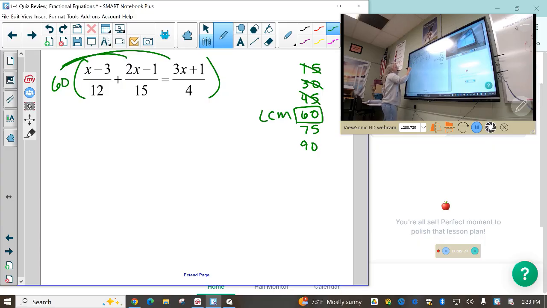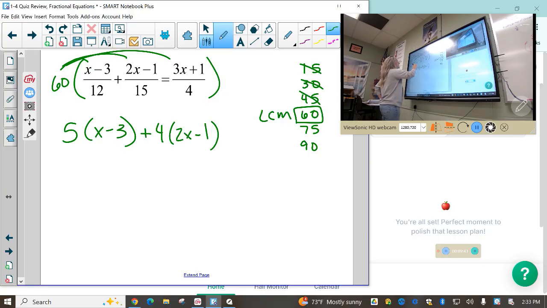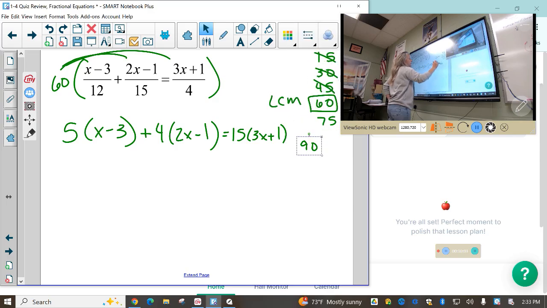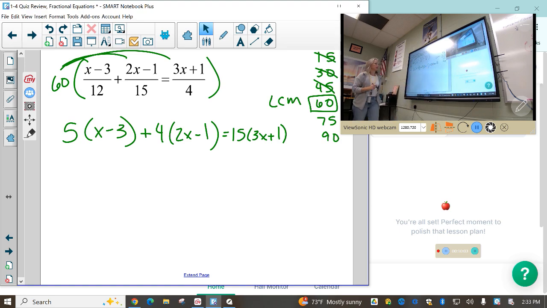Distribute it. So I have 60 divided by 12 is 5. So I have 5 times x minus 3. 60 divided by 15 is 4 times 2x minus 1. And then 60 divided by 4 is 15 times 3x plus 1. I'm running into my LCM over here. Let's move that over. Oops. Go. Now we don't have to look at it.